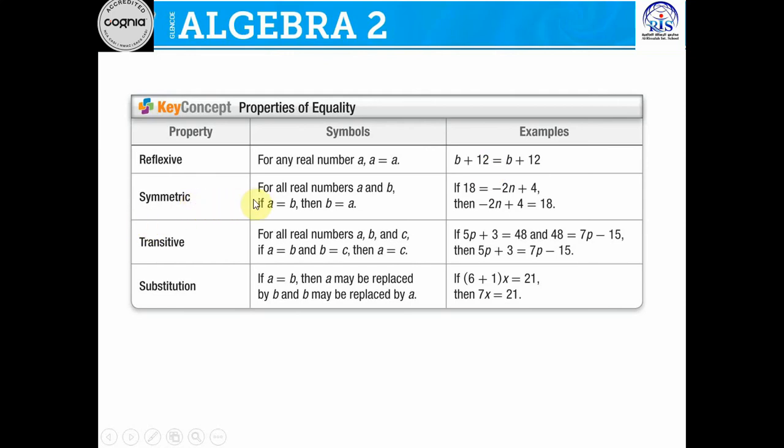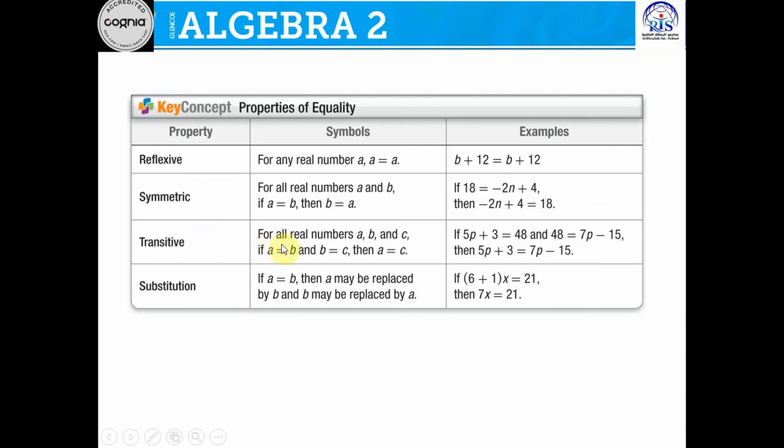Symmetric, for all real numbers a and b. This means if a equals b, then b equals a. If I change the left side and the right side, the equation will stay the same. Like here, 18 equals negative 2n plus 4, or negative 2n plus 4 equals 18, the same. When I change the sides, the equation stays the same. This is called the symmetric property.